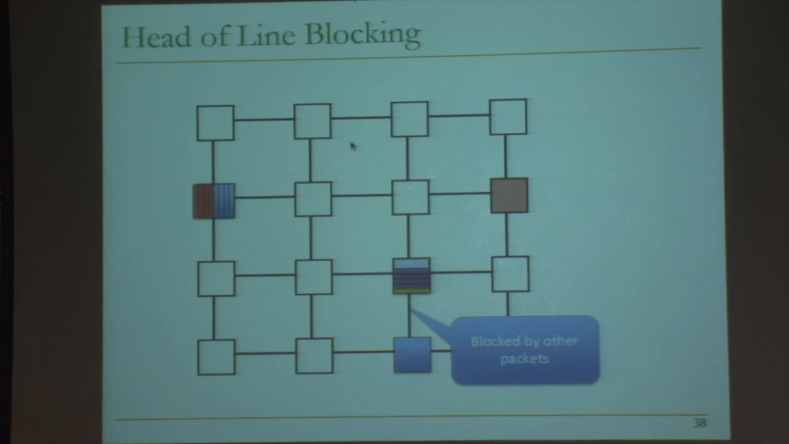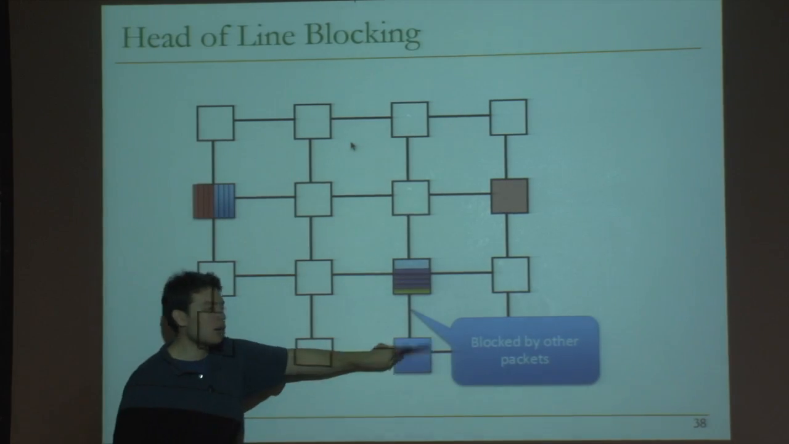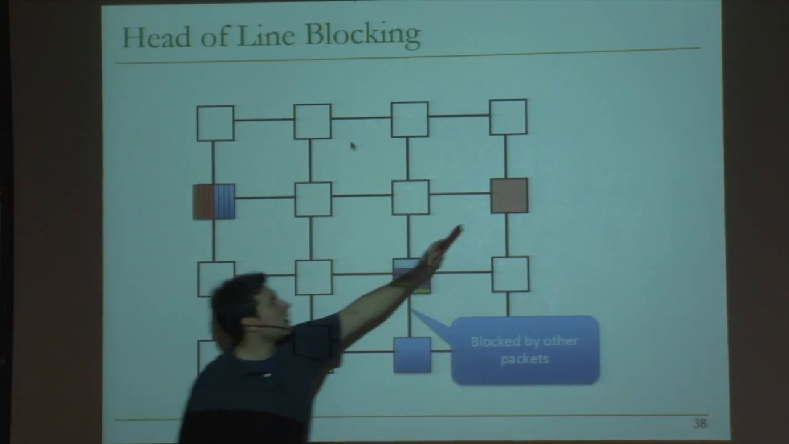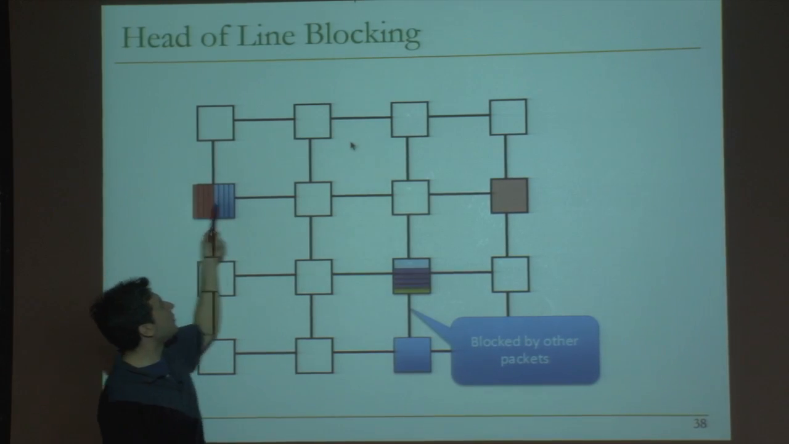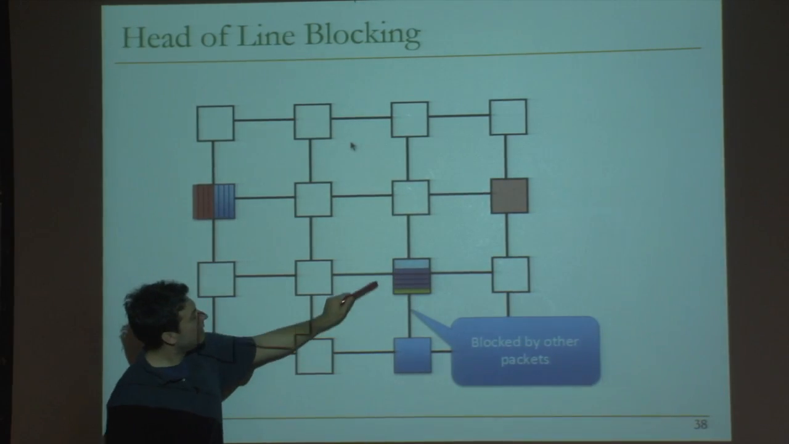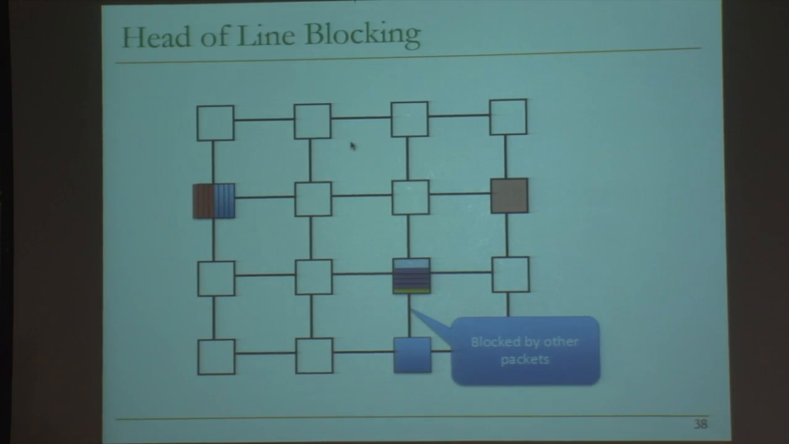This is another picture showing, in a bigger network, what this would look like. So let's say you have some blue packets, flits, wanting to go to this node, and some red ones that want to go to this node. And we're doing XY routing, so we have to go like this and this. And this intermediate router is already blocked by other stuff that was headed to some other place.